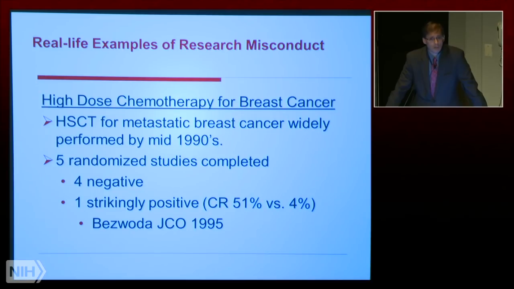There was no improvement in outcome when you got the transplant compared with just conventional chemotherapy. A fifth one, however, was strikingly positive. In this one, you can see here, was by Bezwoda et al., published in the Journal of Clinical Oncology in 1995. You can see a complete response rate of 51% if you got the stem cell transplant versus 4% if you got just the chemotherapy.